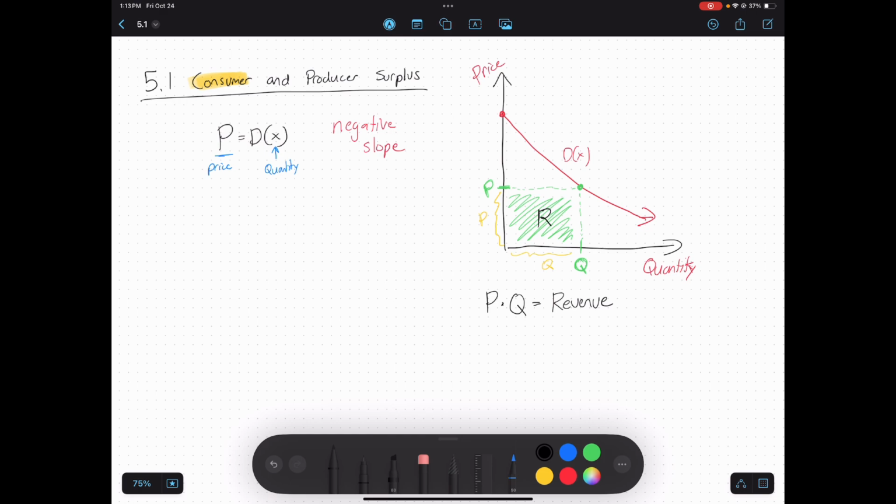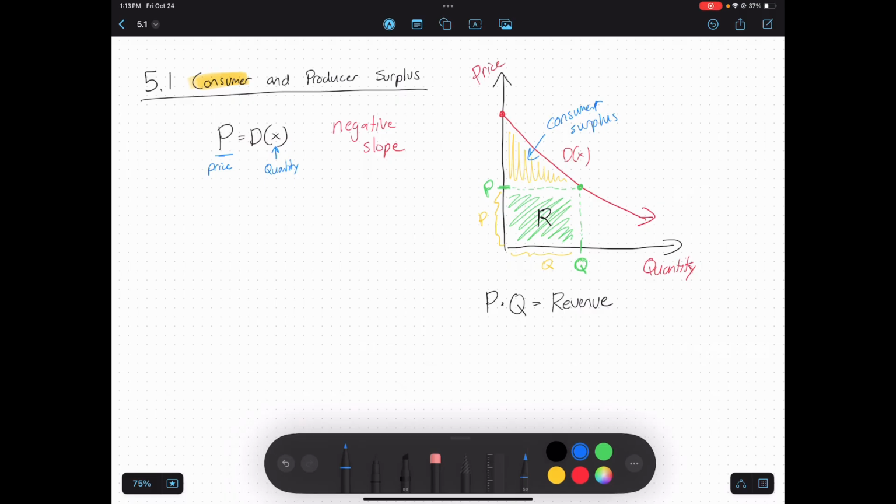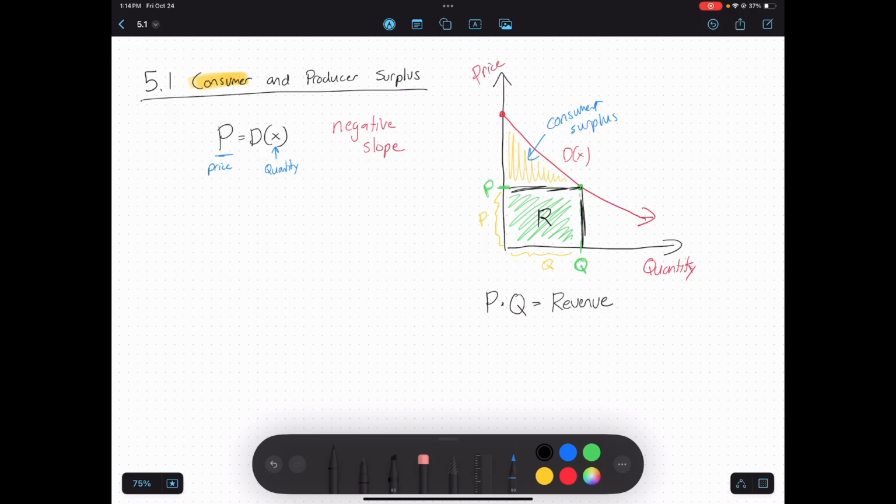But that's not the true area under the curve. I'm leaving out this area right here. Does this area actually have meaning? Well, it turns out it does. This area is what I consider the consumer surplus. Why? Remember, the demand equation represents what the consumer is willing to pay. But this rectangle that we just found represents what the consumers actually paid.